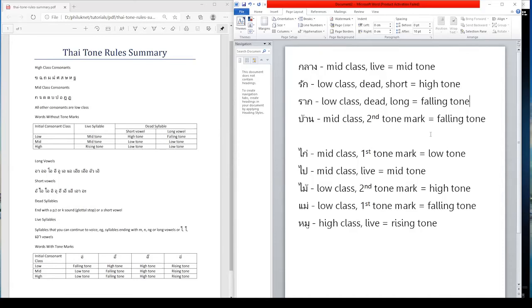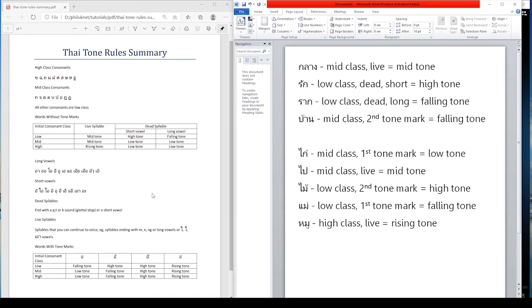I went through tone rules on my tutorials. It took 2 tutorials to cover this. But as tones are such an important part of the Thai language, it doesn't hurt to go through them again. And I've just summarised the tone rules on one sheet. And I've made this sheet available in PDF form on my website for you to download and print. I'll give a link below.